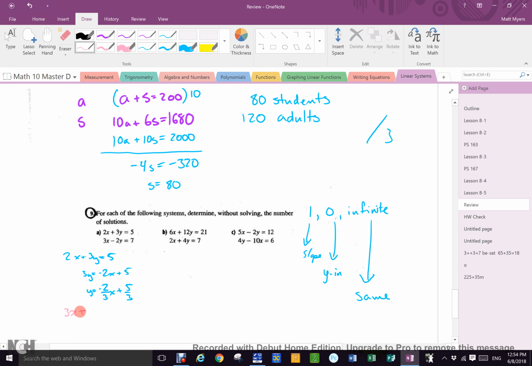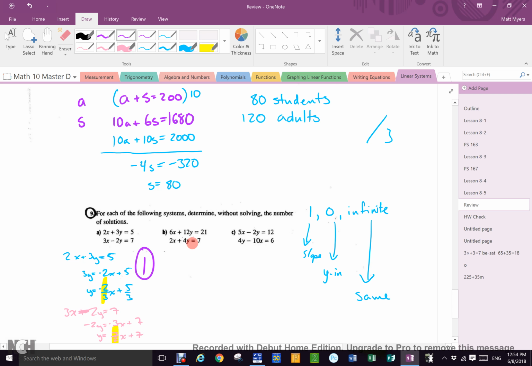3x minus 2y equals 7. Negative 2y equals negative 3x plus 7. Y equals 3 over 2x plus 7. And I see different slopes. So what is it?